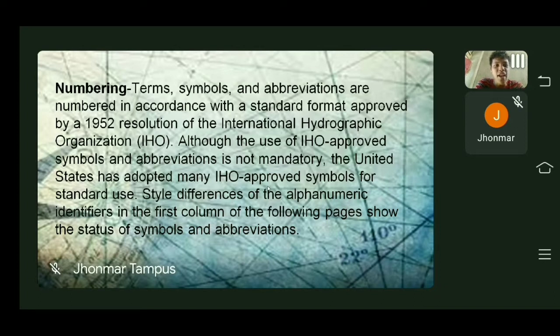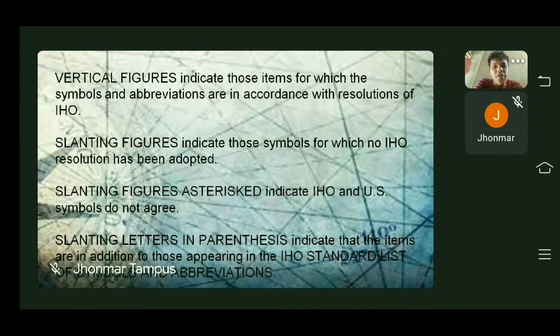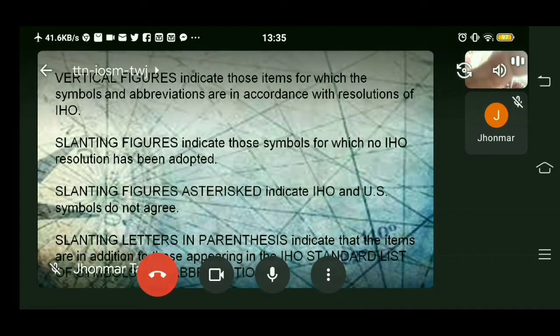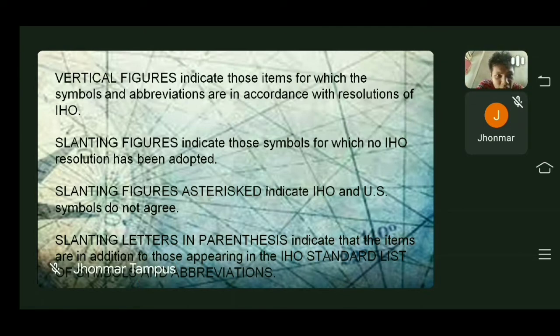Style references of the alphanumeric identifiers in the first column of the following pages show the status of symbols and abbreviations. Vertical figures indicate those items for which symbols and abbreviations are in accordance with resolutions of IHO. Slanting figures indicate those symbols for which no IHO resolution has been adopted. Slanting figures with an asterisk indicate IHO and US symbols do not agree. Slanting letters in parentheses indicate that the items are in addition to those appearing in the IHO standard list of symbols and abbreviations.